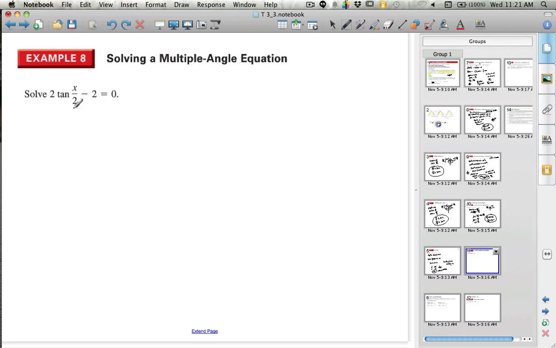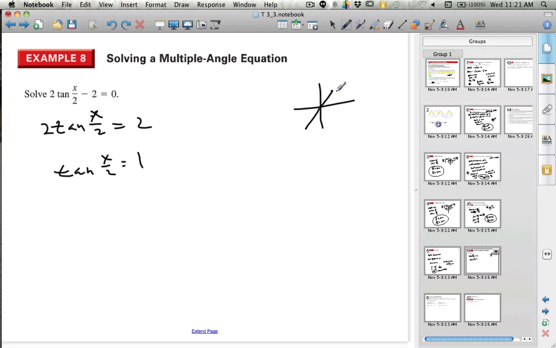So we go ahead and do this one again. I have 2 tangent of x over 2, I'm trying to write pi. Tangent of x over 2 will be equal to 2. If I divide both sides by 2, tangent of x over 2 is equal to 1. So where is tangent equal to 1? Tangent is equal to positive 1 here and here.